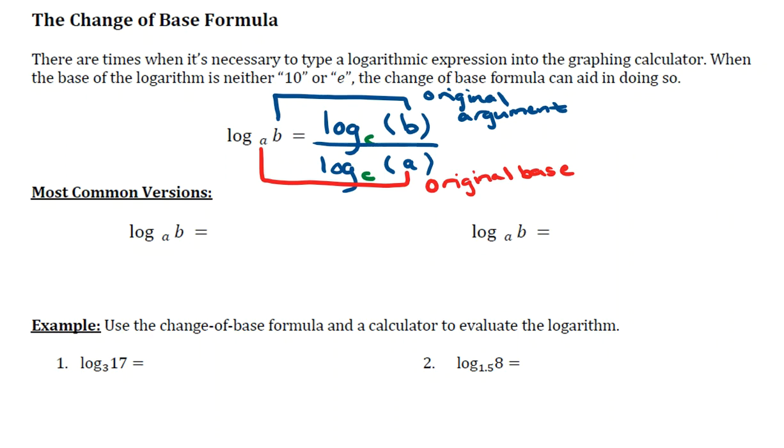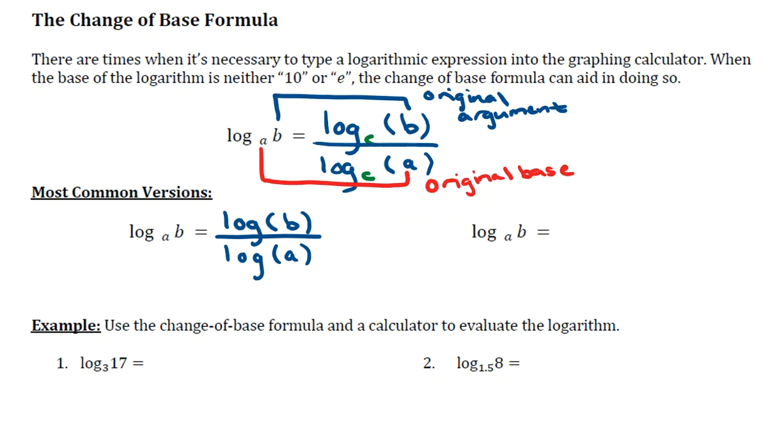All right, so with that said, here is one of the common versions of the change of base formula. It uses the log base 10. So let's start here, log base a of b. If we wanted to write that with the log base 10, we can, provided we do the log base 10 of the original argument b and divide it by log base 10 of the original base a. So that's the common log version.